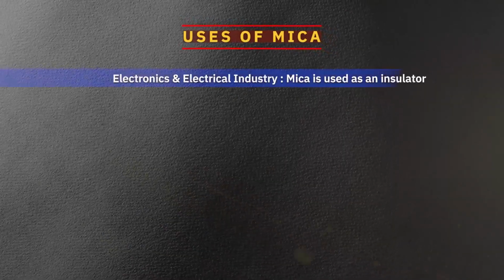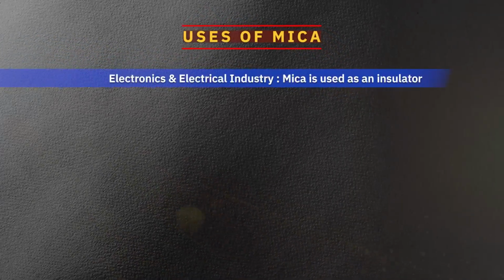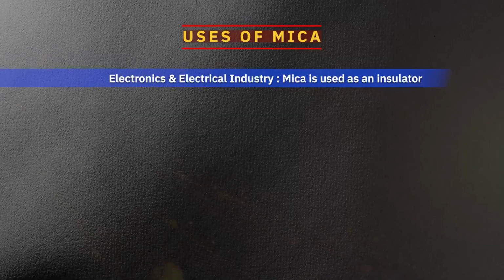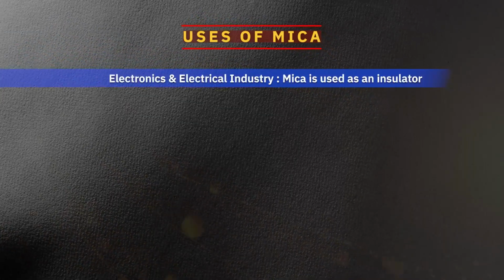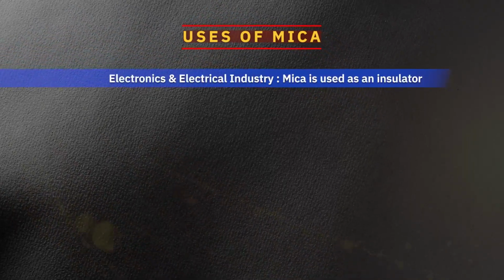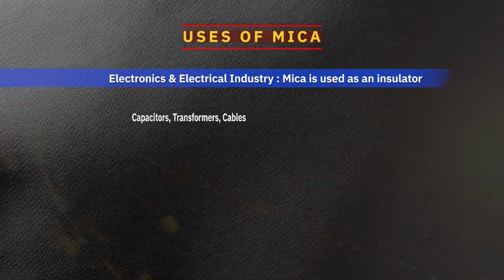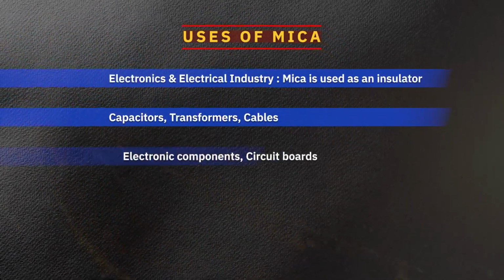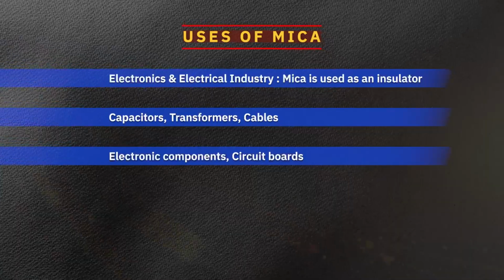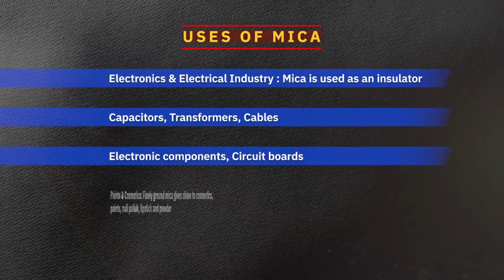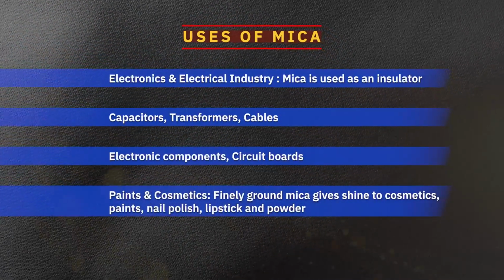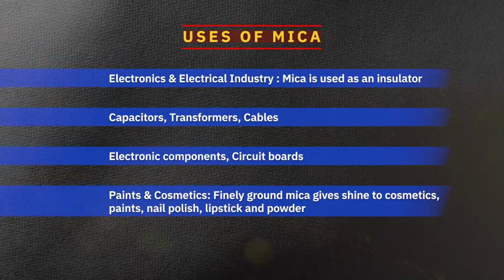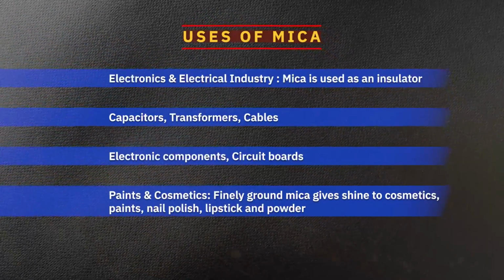We can use mica in the electronics and electrical industry. How? Mica is used as an insulator and it is also used in capacitors, transformers, cables, electronic components and in circuit boards as well. Then number 2, mica is used in the paints and cosmetics industry as well.